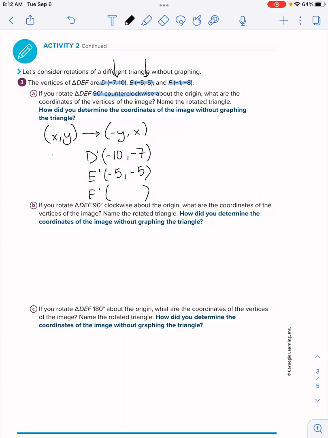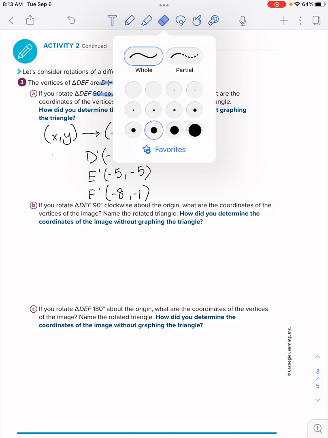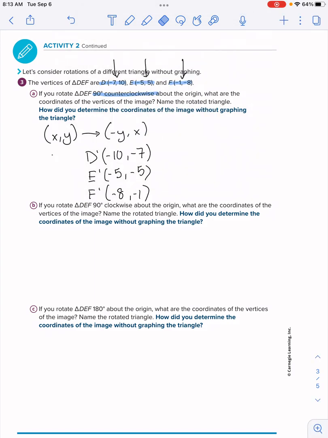And then finally, F, we have negative 1, negative 8. So let's switch them. Negative 8, comma, negative 1. Sorry about that. Let's make y the opposite, which is negative 1. It's now going to be a positive 1. So let's get rid of that minus sign there.